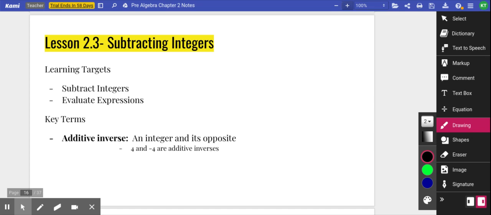All right, good morning. We are looking at lesson 2-3, subtracting integers. We'll build on addition or change these to addition problems, but we'll look at the learning target of subtracting integers and evaluating expressions. Remember, our additive inverse is an integer's opposite. For example, 4 and -4 are additive inverses of one another.